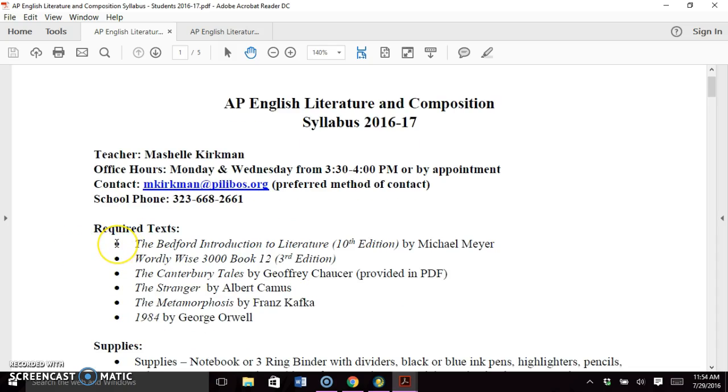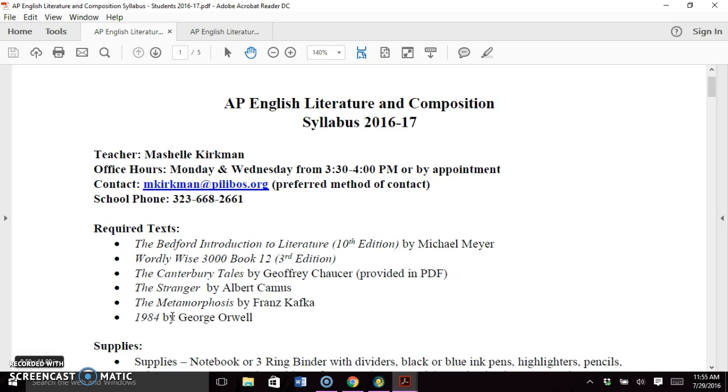Required texts, as I went through in the intro email already, you have these two main textbooks, the Bedford Introduction to Literature and the Worldly Wise 3000, Book 12. I hope you've already ordered these and have these and are ready to go, because we will start using them on Thursday.